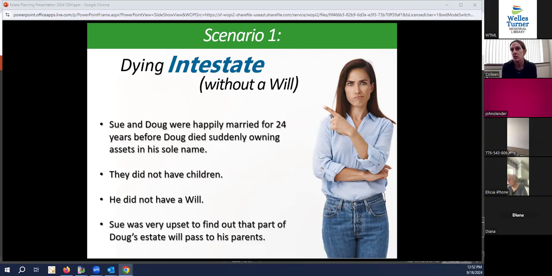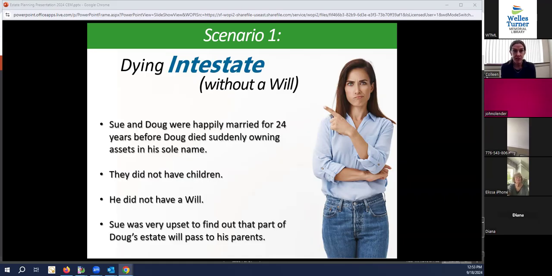So here's a possibility that I think people are surprised by. Sue and Doug, happily married for 24 years. Doug dies suddenly. He owns some assets in his own name. So what happens with those assets? I would bet that if I polled you all without showing you this slide, 80% of you would say they assumed everything would go to Sue. That is not the case.